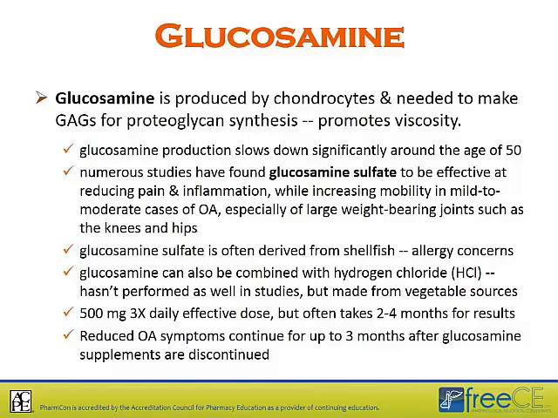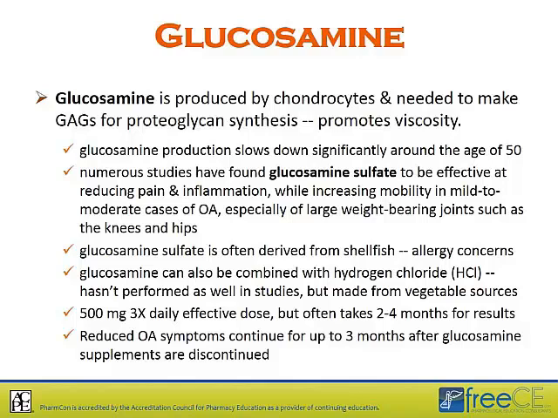Glucosamine sulfate, which is a very common supplemental form, is often derived from shellfish. And the downside is there can be some allergy concerns with that supplement. However, glucosamine can also be combined with hydrogen chloride, and although it hasn't performed as well in studies, it hasn't been studied as much. But it is made from vegetable sources, so there's essentially no allergy concerns with glucosamine hydrogen chloride. Effective doses in general are 500 milligrams 3 times daily, for a total of 1,500 milligrams.